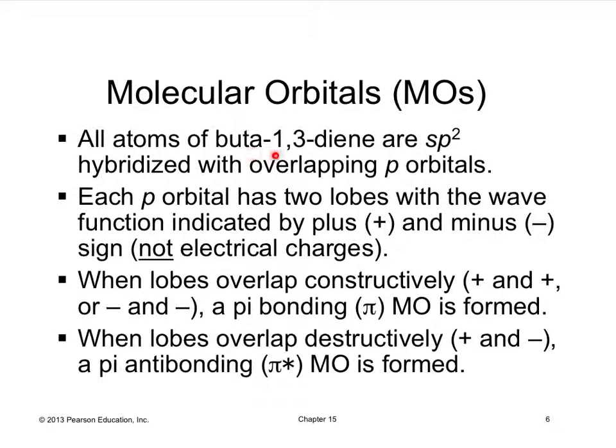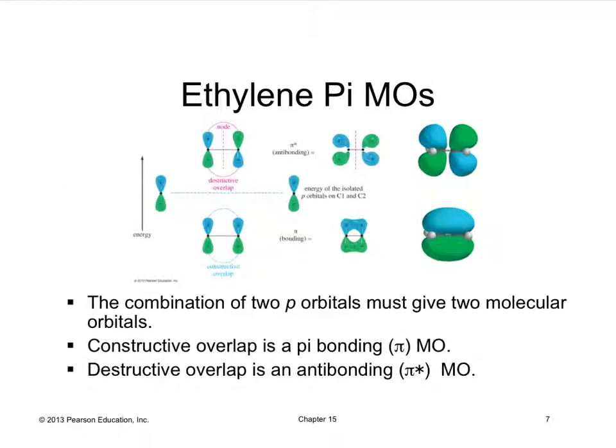All atoms of buta-1,3-diene are sp2 hybridized with overlapping p orbitals. Each p orbital has two lobes with the wave function indicated by plus and minus. These plus and minus signs are not electrical charges. When the lobes overlap constructively, that is plus and plus or minus and minus, a pi bonding molecular orbital is formed. When the lobes overlap destructively, when they take opposite signs, you get a pi antibonding or pi star molecular orbital. And this is shown here.